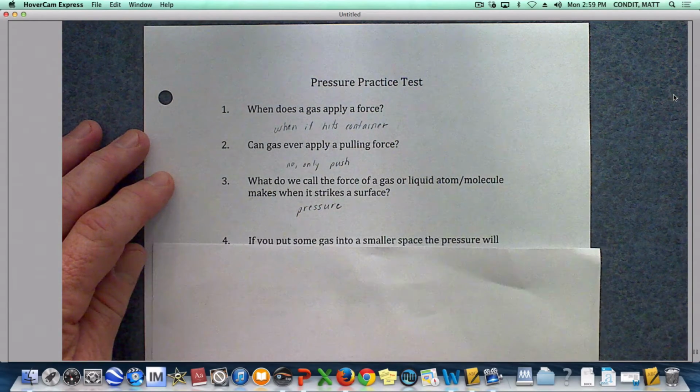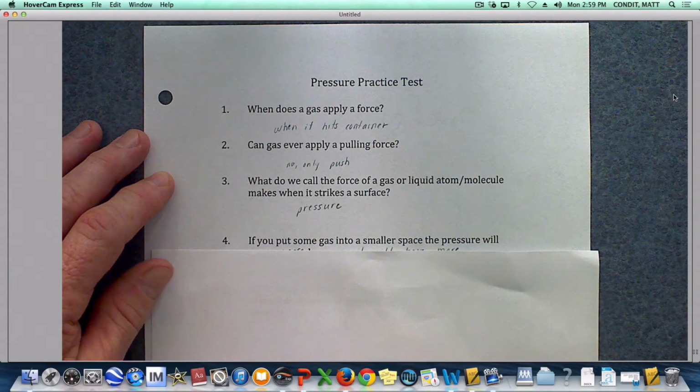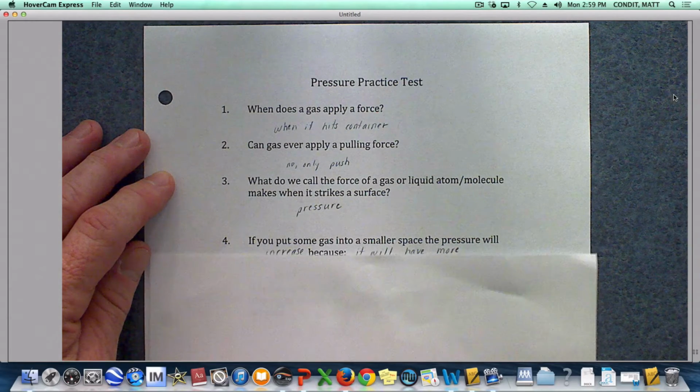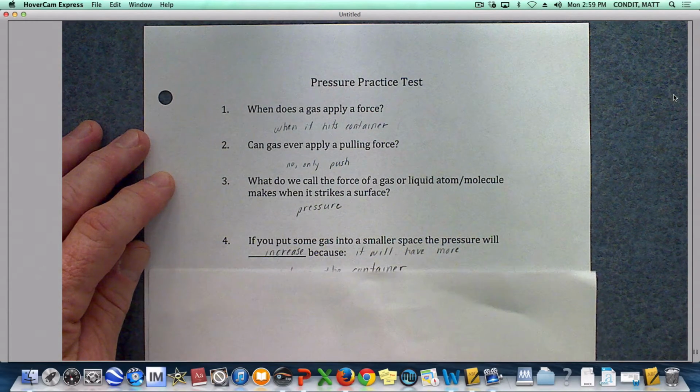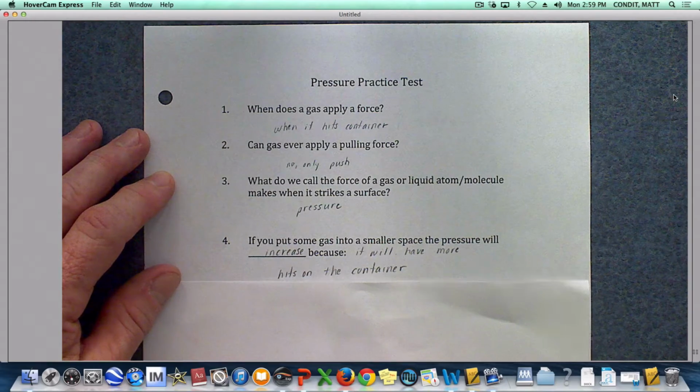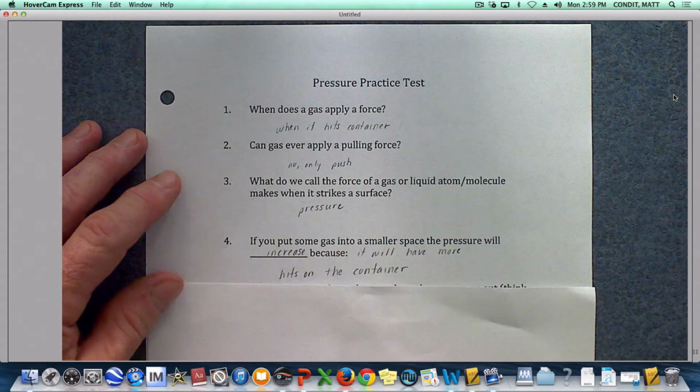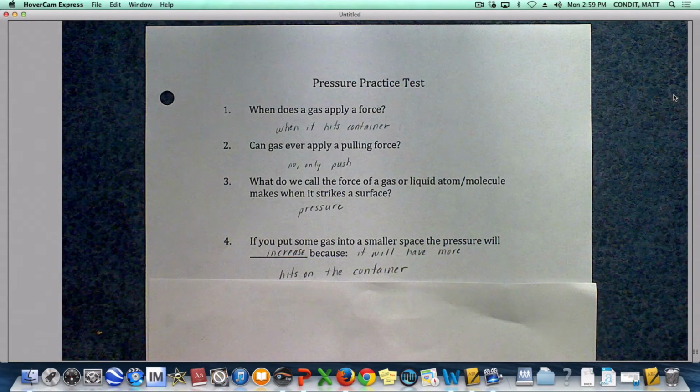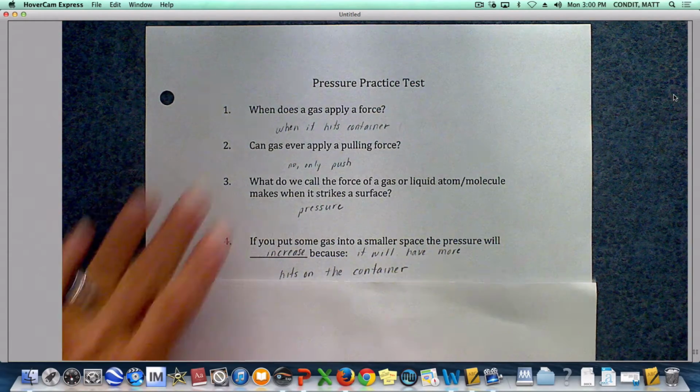And question 4, if we put some gas into a smaller space, the pressure will increase because it will have more hits on the container because it doesn't have to travel as far. And this goes right with what we did with the big and small boxes. You were able to get a lot more collisions with the small box than you were with the big box, and the number of collisions indicates the pressure.